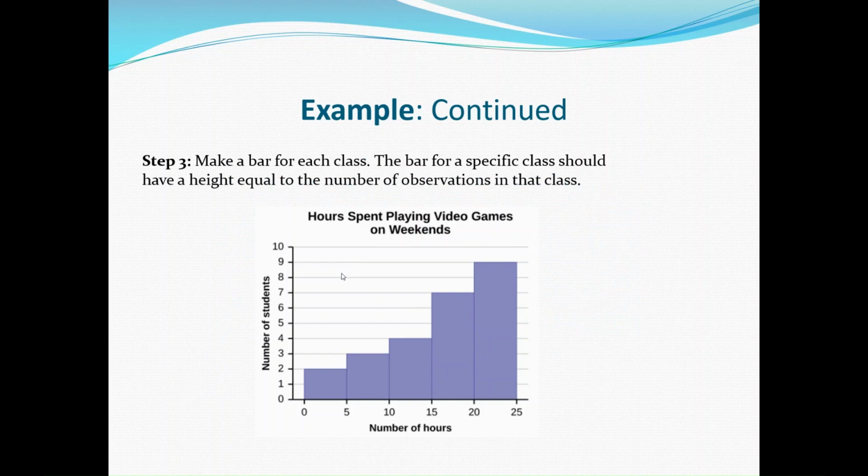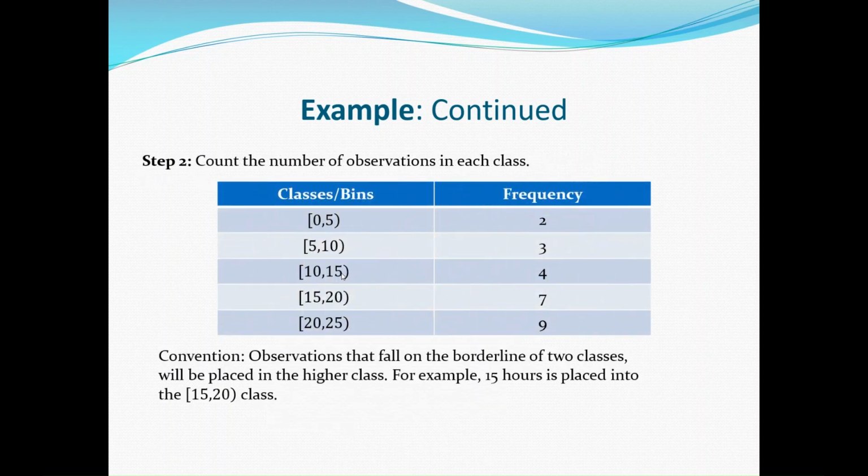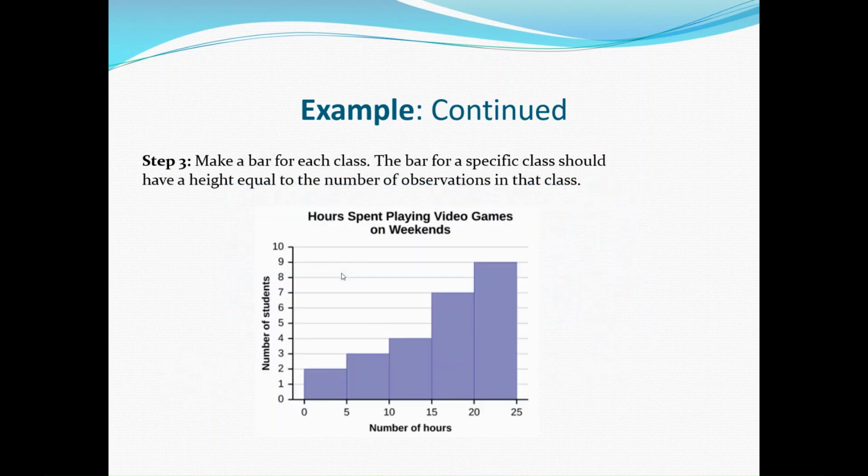There it is. You can see the first bar stretches from 0 to 5 and has a height of 2. The next one has a height of 3 and stretches from 5 to 10. So you can see how this corresponds to this little table we had over here. And you also can see that for this class, this data seems to be skewed a little bit. It seems that many of the students are spending 10 or more hours on the weekend playing video games.